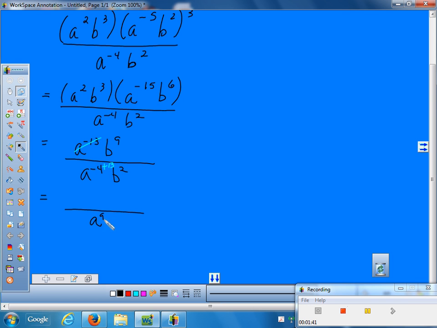the 9th. Which way do I move the B's? I would want to move the B squared up, and I would subtract it when I change sign there, so I would get b to the 7th. So b to the 7th over a to the 9th is my final simplified answer.